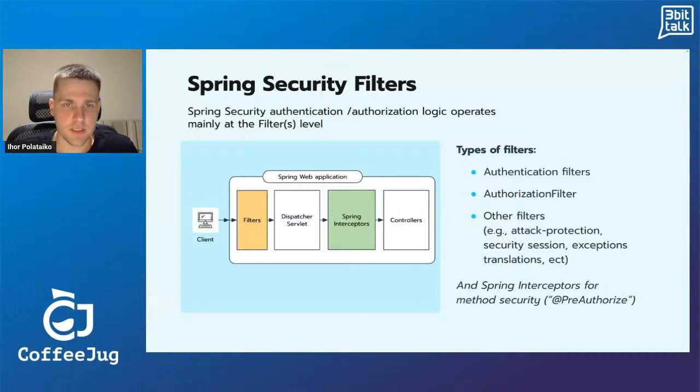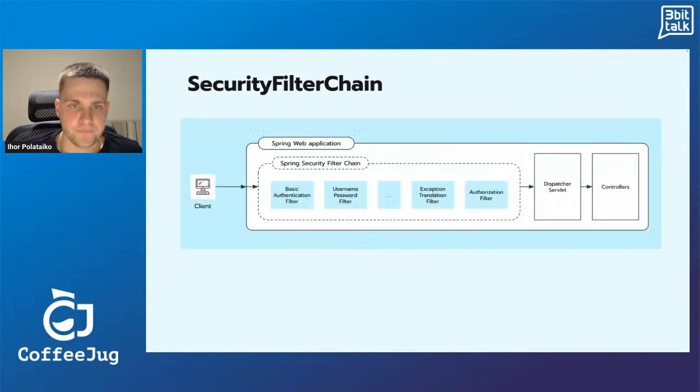Also, the reason I say that Spring Security mainly operates at the filters layer is because there is also a layer of Spring interceptors, and at the Spring interceptors layer, method security is handled. Method security is whenever you use the PreAuthorize annotation on top of your methods and you define the expressions to be evaluated as authorization rules, or when you use the Secured annotation or something like that. So mainly, authentication logic remains in the filters, but authorization logic is spread across filters, the authorization filter, and the Spring interceptors layer, where method security is evaluated.